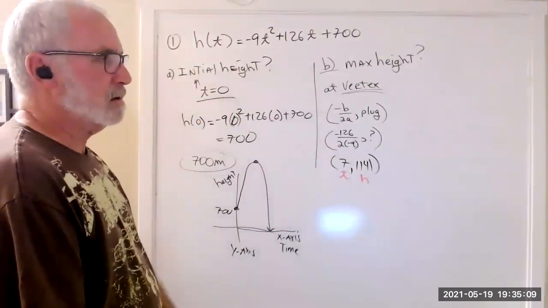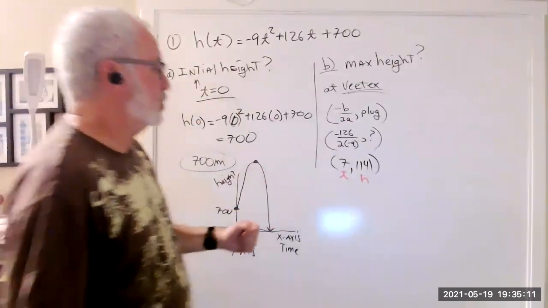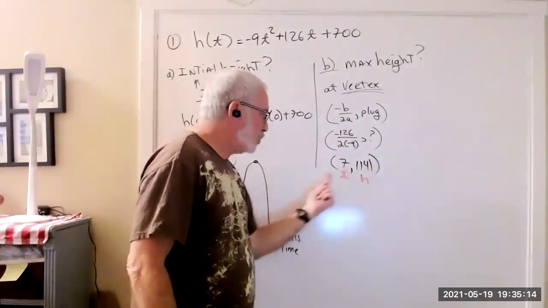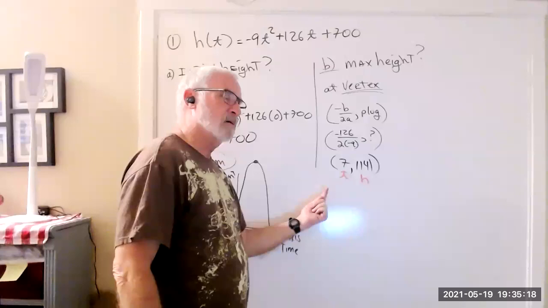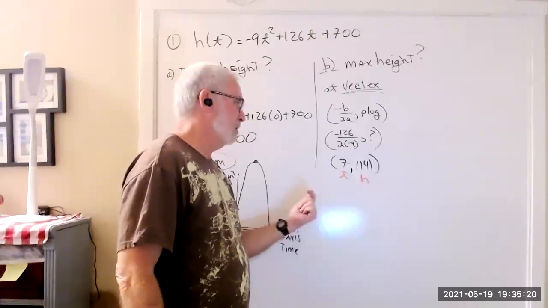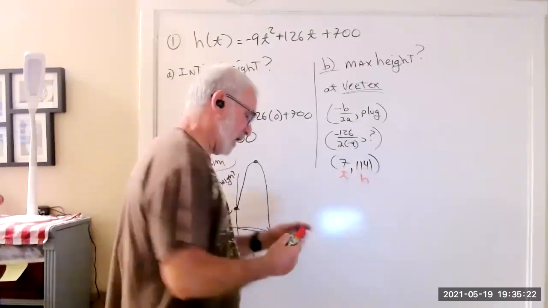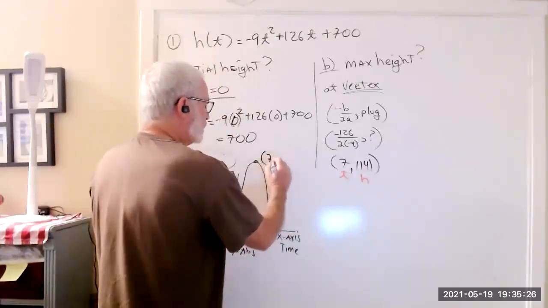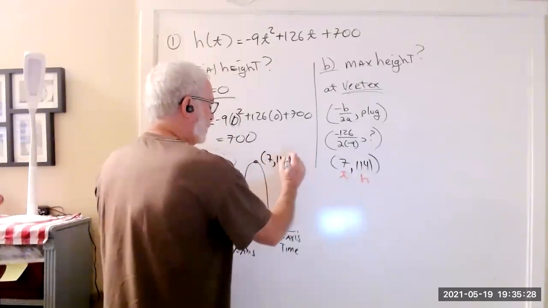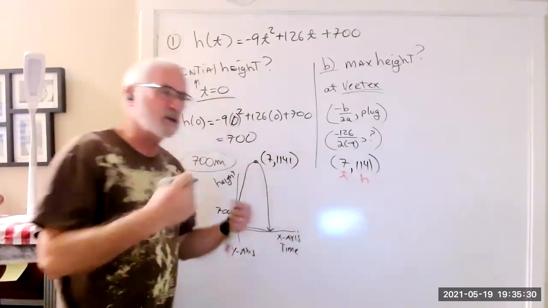The rocket's maximum height. Anybody? So which one of these represents the height? This is the Y value of the vertex, the Y value or the height value. That's the algebra, but this isn't just algebra.